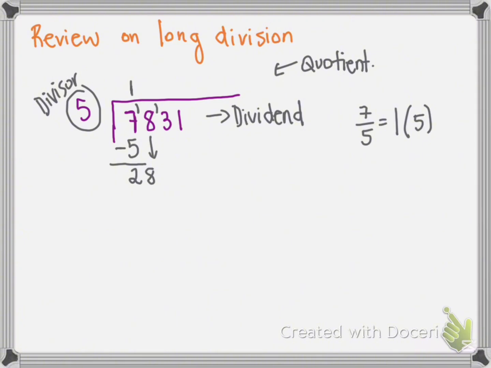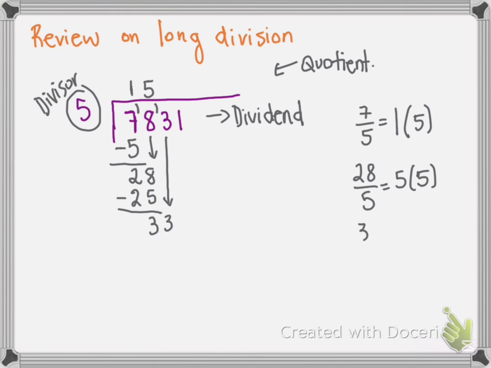So now we divide 28 divided by 5. Notice how we repeat the same process over and over. 28 divided by 5 is 5 because 5 times 5 is 25. So I put my answer here, the 5. And then I'm going to multiply times the divisor, which is 5. 5 times 5 is 25. And then again, we subtract. We have 3 left over. So we bring down the other 3.